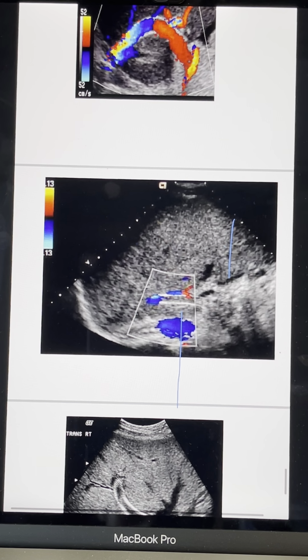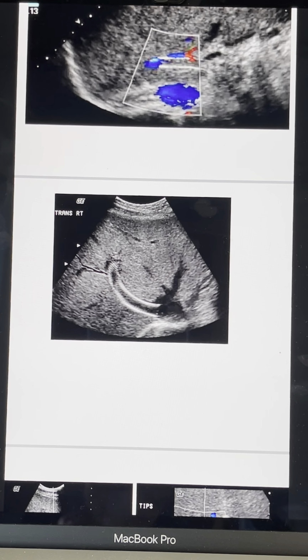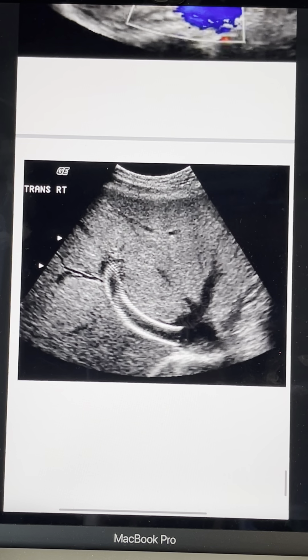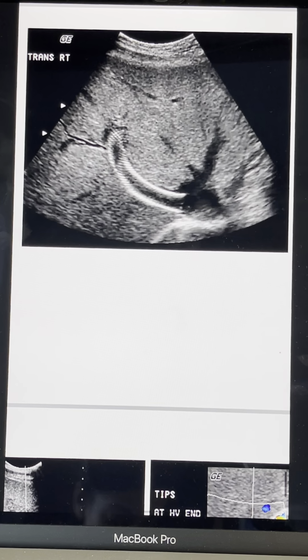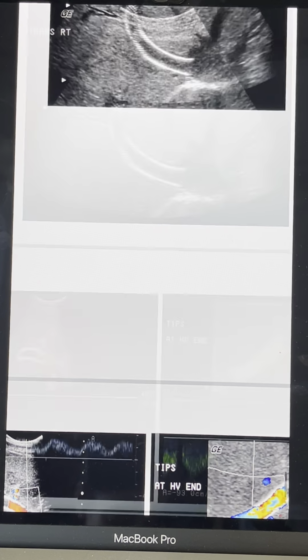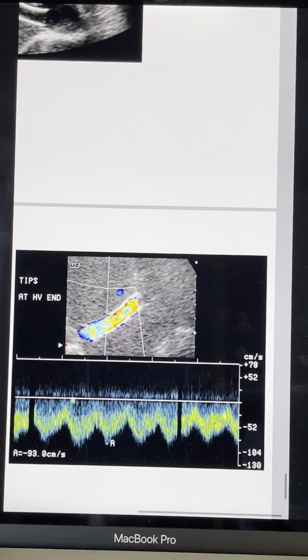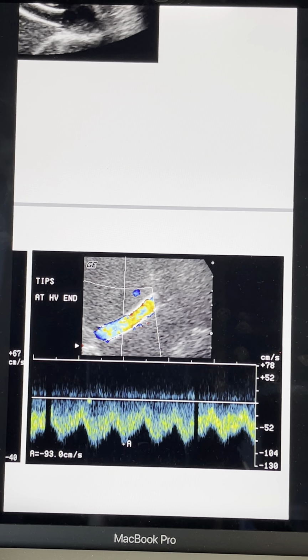And then this is another one where you have TIPS. You have to scan TIPS just to look for occlusion, as it might get occluded at some point. So that's a very important study we need to know. This is the right hepatic vein. This is the waveform. In the main portal vein, you are going to see towards flow, so it's above the baseline. And in TIPS itself, you see away flow, so it's below the baseline.